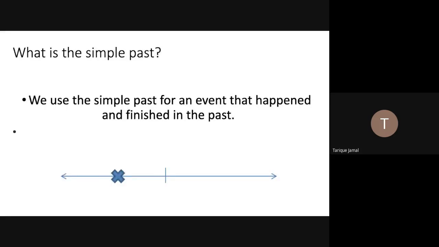All right, let's move on. So what is the simple past? The word past means something that has already happened, right? So we use the simple past for an event that happened and finished in the past, meaning it has already happened, done, completed, right? And when? In the past. You have done it. It's completed. It's not that you are doing or you are going to do. It's something that has already happened.